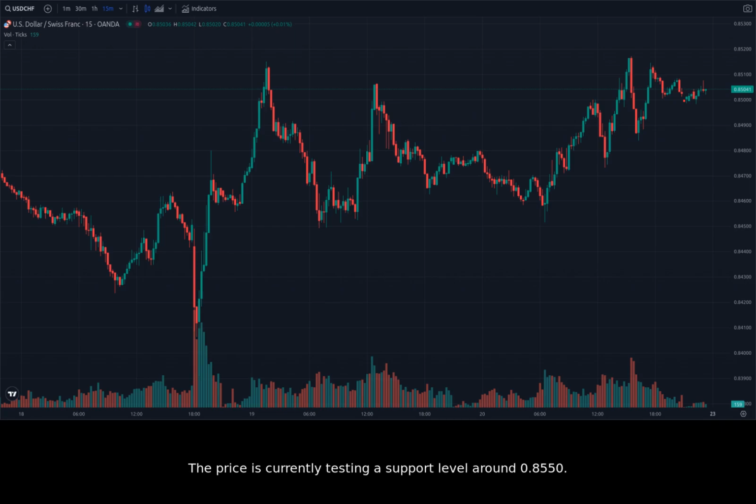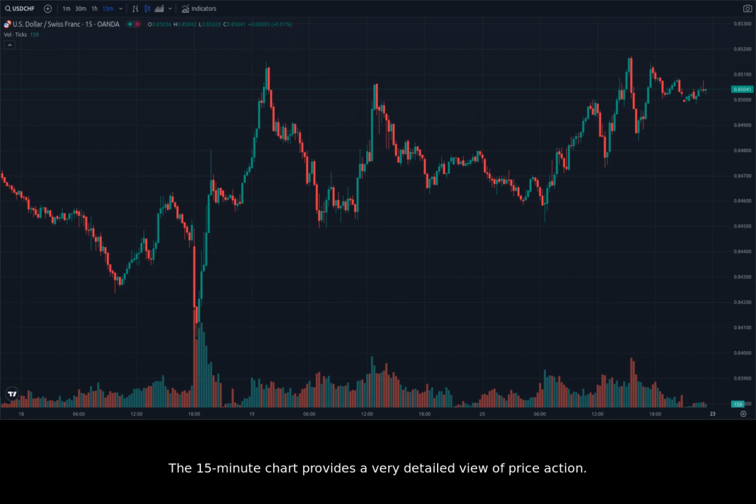The price is currently testing a support level around 0.8550. If the price breaks below this level, it could trigger a further decline. On the other hand, a strong bounce from this support level could indicate a short-term reversal. To get a finer-grained view of price action, let's take a look at the 15-minute chart.